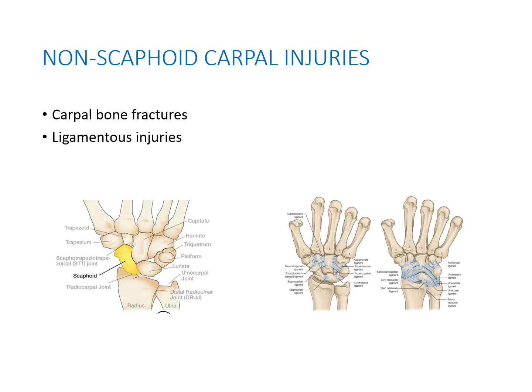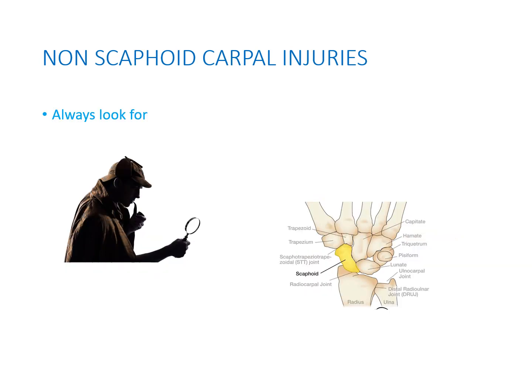Carpal injuries can be bony, ligamentous, or a combination. We have to look for carpal bone fractures because some fractures are not obvious in standard X-ray views. If we suspect, we have to order special views or special imaging like CT or MRI scanning.